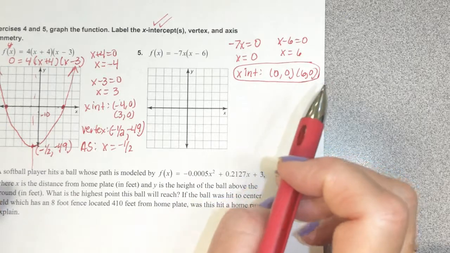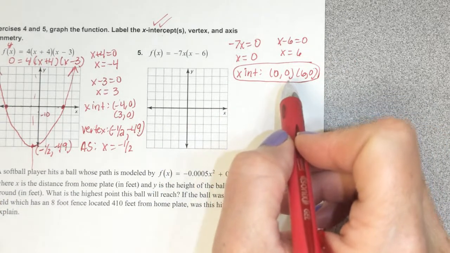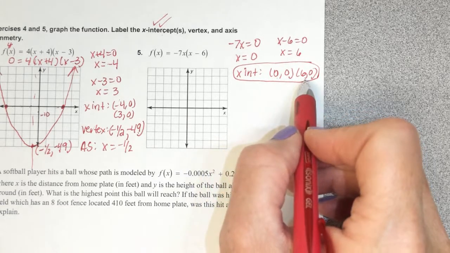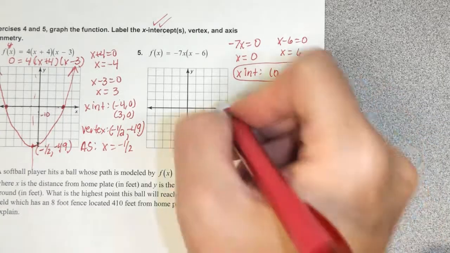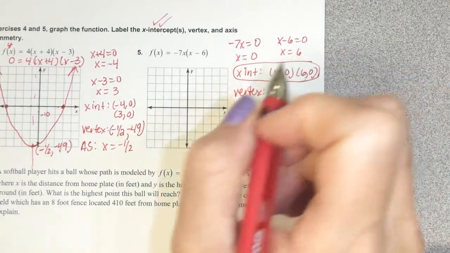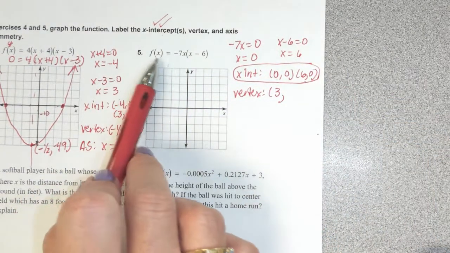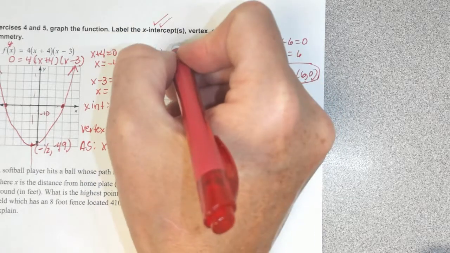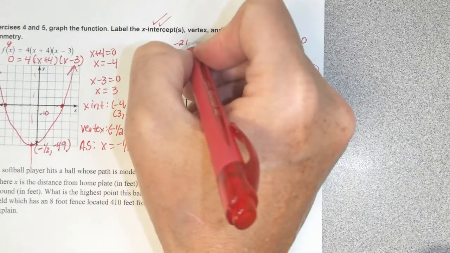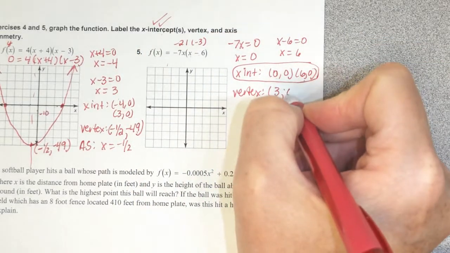Vertex. Let's have somebody new. Danielle, can you tell me where the vertex would be, what the x-coordinate would be? What's in the middle of these two? 3. Okay, so my vertex then is going to be at (3, ?), and plug it back in, right? So -7 times 3 is -21. 3 minus 6 is -3. So what's that going to be then? 63.